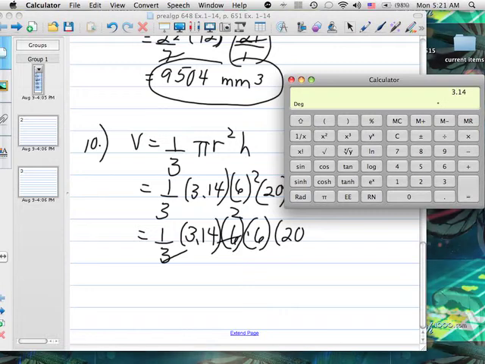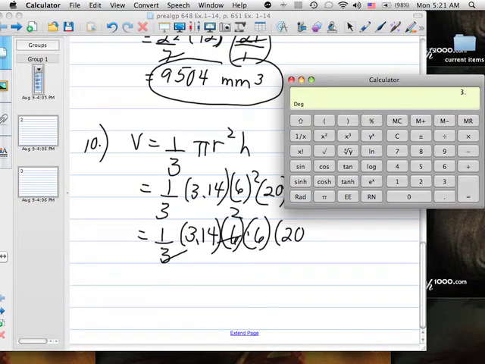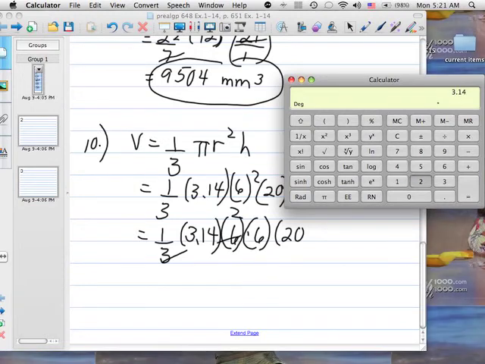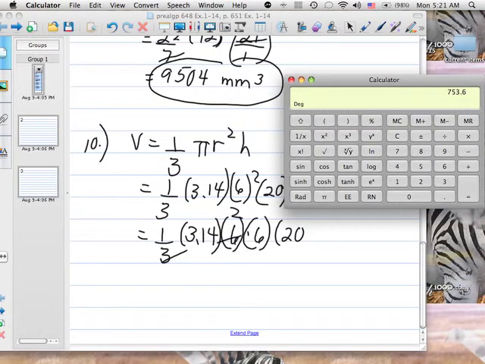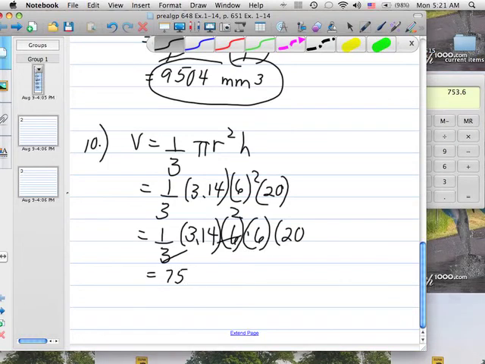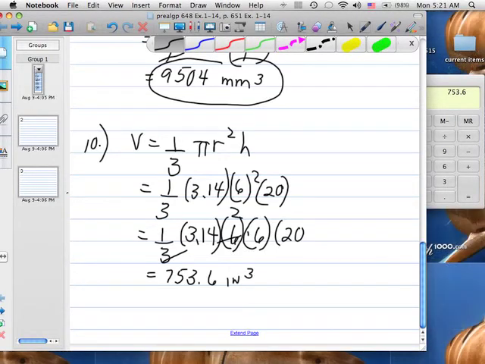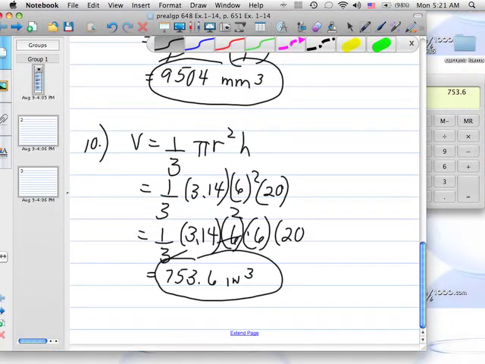So then I can take 3.14 times 2 times 6 times 20, and the answer is 753.6. And the unit is inches cubed. Just remember, when you cancel, you can't cancel the 3 with the 6 with the square there. You have to break it up. It won't work.